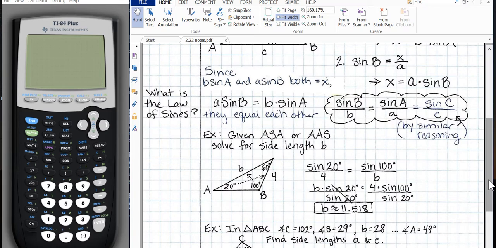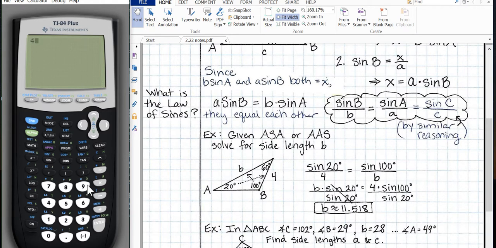solve for B. So the first step I did was I multiplied across, found those cross products. So B times sine of 20 is written here, is equal to 4 times sine of 100. And the second step in solving the equation was to divide both sides by sine of 20 degrees. And then it's good to punch all of this into the calculator all at once, because if you do it in 2 steps, then it's going to be rounded twice, and it's less accurate. So let's look at it all together.